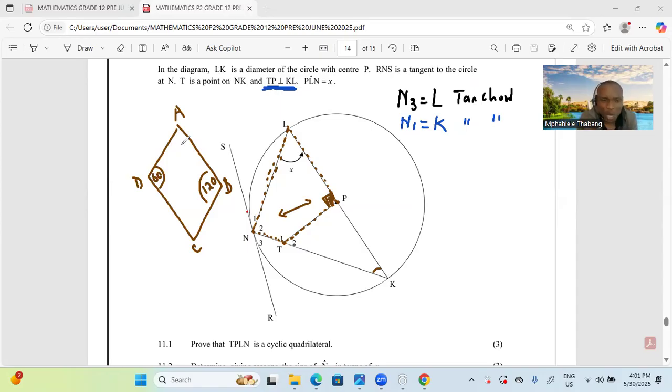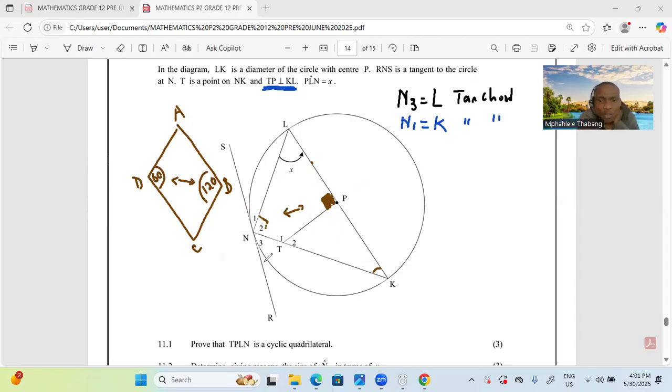Why do we say it's a cyclic quad? Because we see that opposite angles add to 180. So whenever we give you a quadrilateral whereby opposite angles add to 180, that quadrilateral is a cyclic quad. So here, if you look at this quadrilateral which they are talking about, TPLN, this angle here is 90 degrees. So for this TPLN to be a cyclic quad, even the angle N2 must be 90 degrees so that we can say opposite angles add to 180.